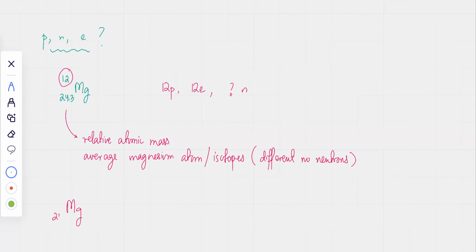On the other hand, if you had magnesium 26, then the number of protons is going to be exactly the same. The number of electrons would be exactly the same, the same electronic configuration. Whereas the number of neutrons would be 14 in this case. So a difference in the number of neutrons does not affect the properties of the element. So this is also very basic. You just need to know what a proton is and how to calculate protons, neutrons, and electrons.